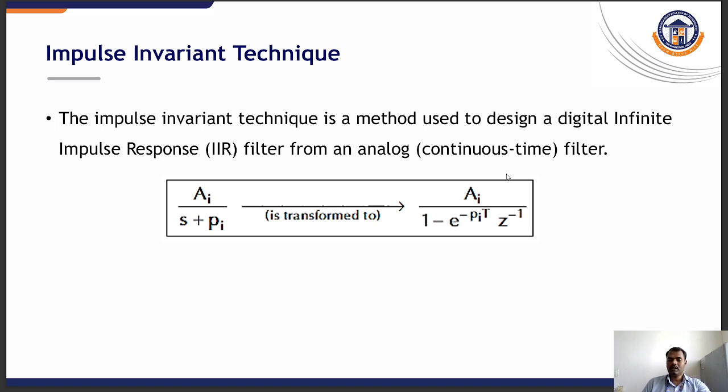Since the digital filter's frequency response is a periodic version of the analog filter's response, any frequencies in the analog filter that are above the Nyquist frequency will fold back into the digital filter's passband. Because of this, it distorts the frequency response, making the method unsuitable for designing high pass filters, band stop filters, or any filter with a wide bandwidth. So as an alternative to impulse invariant, we can use the bilinear transform. Because of this aliasing issue, the bilinear transform is another popular and often preferred method for designing IIR filters.